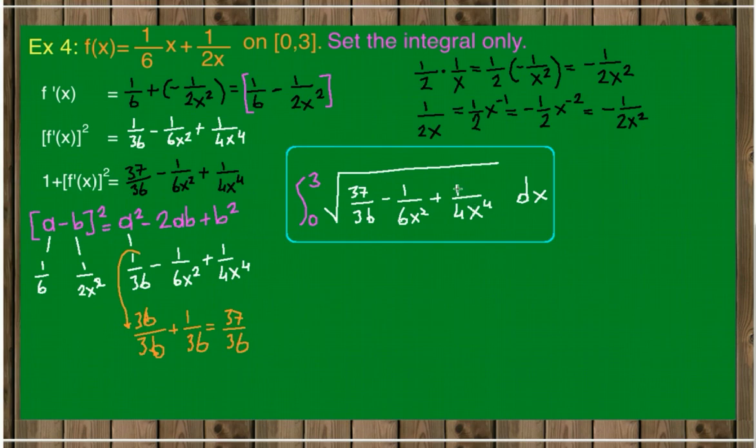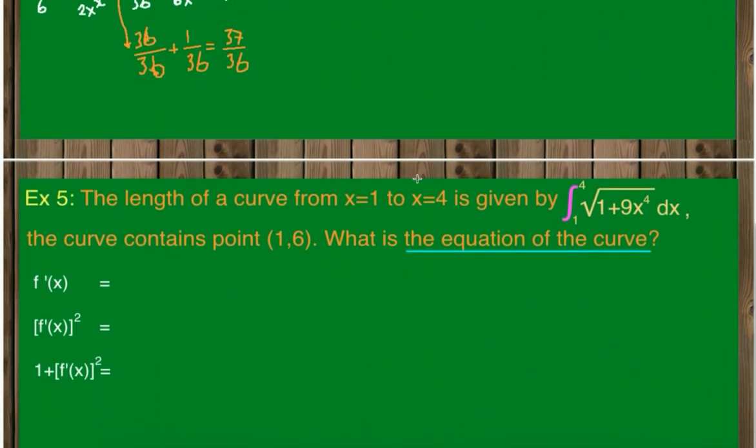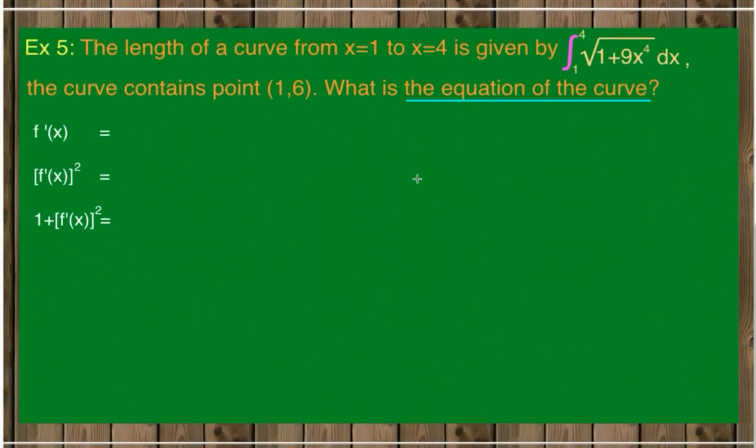Let's go to example 5. In example 5, the length of a curve from x equals 1 to x equals 4 is given by the integral from 1 to 4 of the square root of 1 plus 9x to the 4th dx. The curve contains the point (1, 6). What's the equation of the curve? This time we are going to find the equation of the curve.